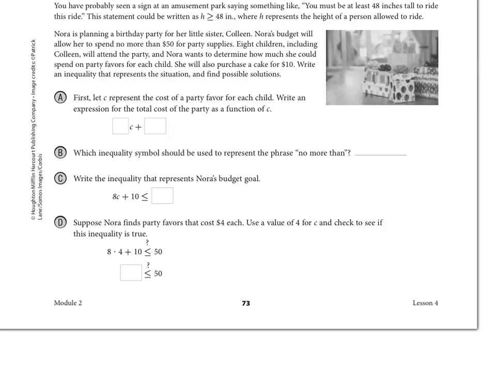All right, so let's take the first example. Nora's planning a birthday party for her little sister, Colleen. Nora's budget will allow her to spend, now this is important that you pay attention to words like this, no more than $50. No more than $50 for party supplies.